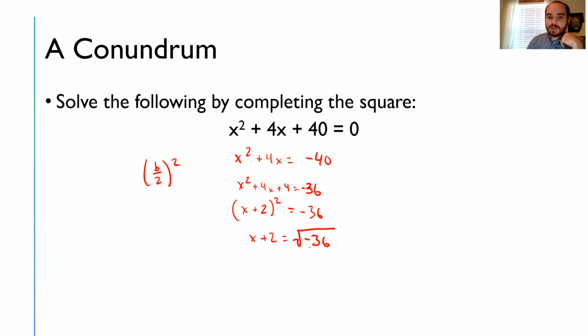Now, I'm sure you know from previous math classes, you can't actually take the square root of a negative number. Nothing times itself is equal to a negative number, right? If I have negative 6 times negative 6, that's equal to positive 36. If I have 6 times 6, obviously that's going to be positive as well. So there's no actual way to take the square root of a negative number.